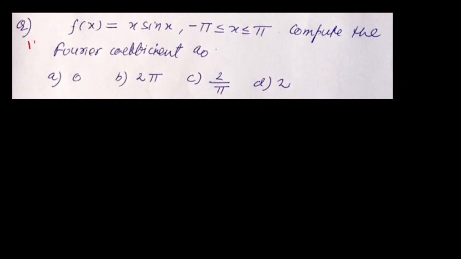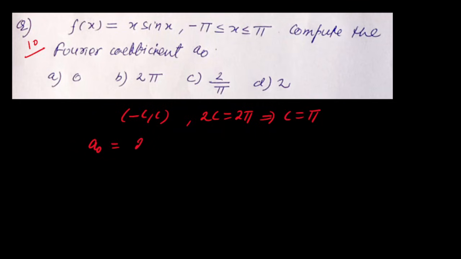Now this is question number 10. f of x is equal to this. Compute the Fourier coefficient a0. Here again you see the interval is of type minus c to c, because it is minus pi to pi. So the length of the interval 2c is 2 pi. This gives us c is equal to pi, and we have to calculate a0.